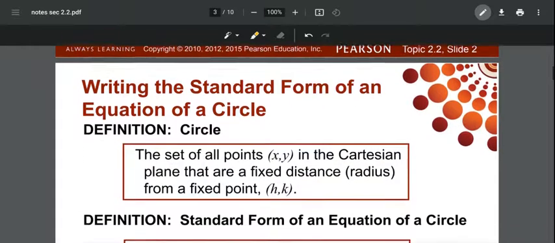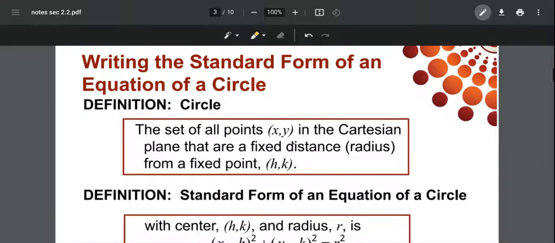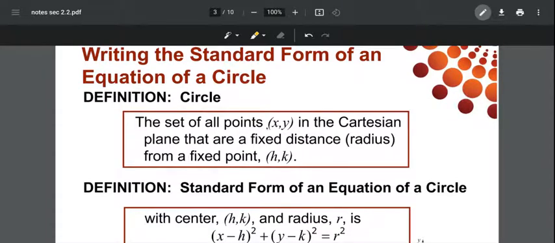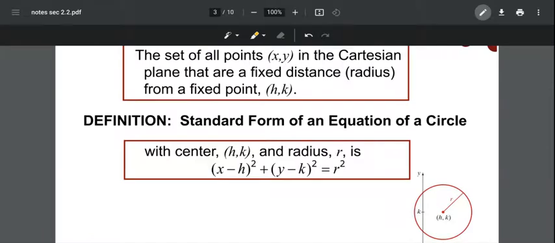So first, let's talk about the formula and definition. The standard form of the equation of the circle is the set of all points x, y in the rectangular plane that are a fixed distance, which we call the radius, from the point h, k. Okay. So standard form of the circle.